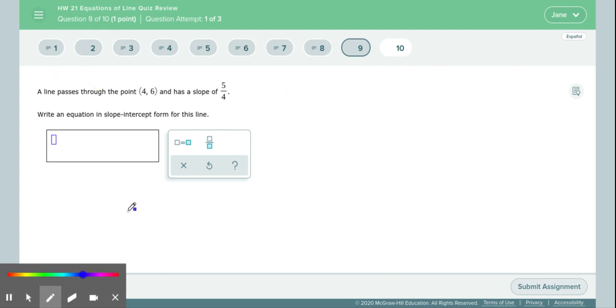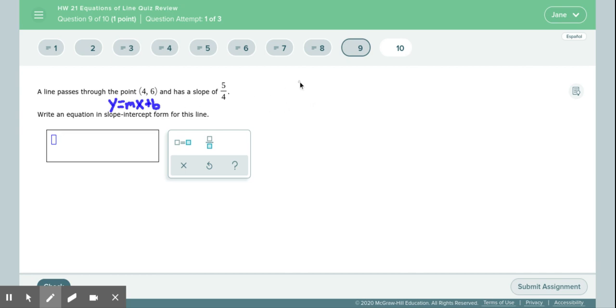This next problem you can see is basically the exact same problem. A line passes through, it gives me an ordered pair. That's not the y-intercept because x isn't 0, and it gives me the slope. The difference between the last problem and this one, however, is it says write an equation in slope-intercept form. So slope-intercept form means when I type in my answer, it's going to have to be y equals mx plus b, where I've replaced the m with the slope and I've replaced the b with the y-intercept.